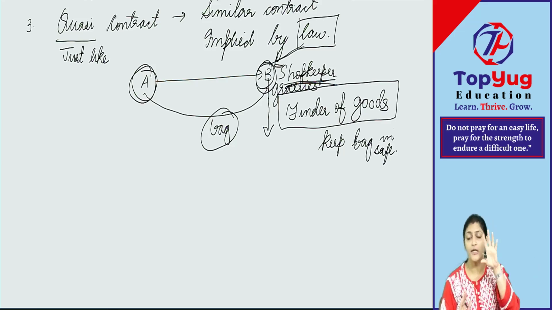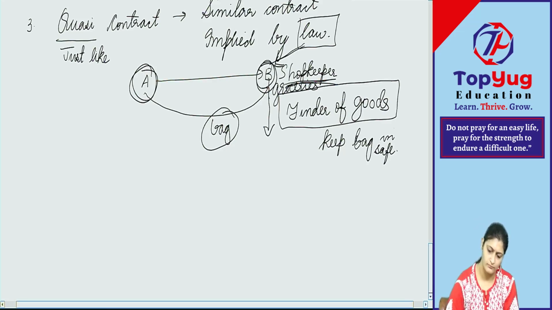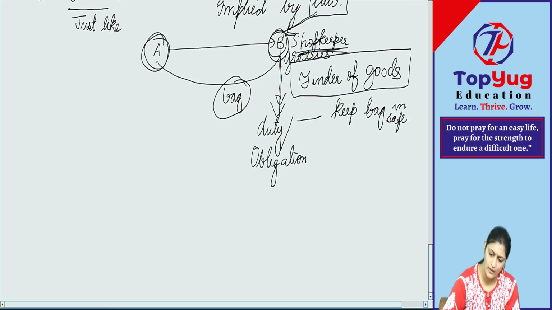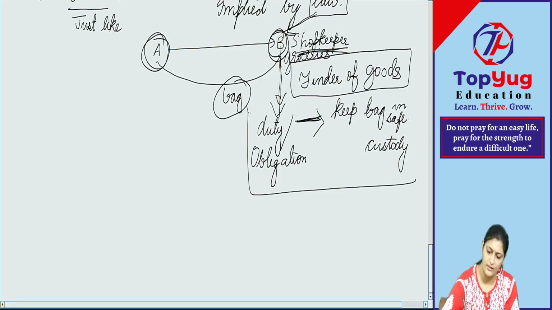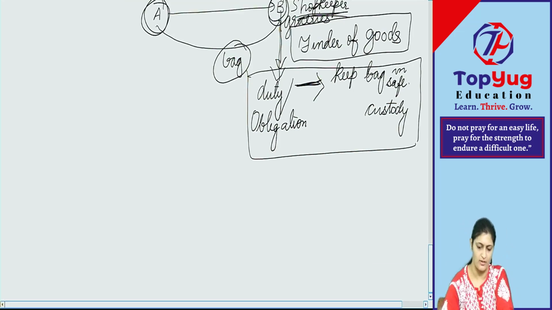And how is that duty? The duty is as a duty in the contract. You have to do it. You don't have any other choice, but you have to do that duty. Those types of contracts are known as what type of contracts? Quasi contracts. Understood? Yes or no? So here it is the duty or obligation of B. What is his duty or obligation? To keep the bag in safe custody. That is his duty. This duty is like a duty in the contract. Therefore, that is a quasi contract.